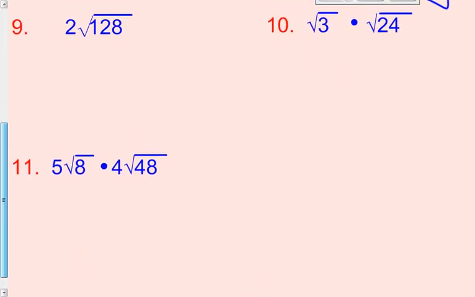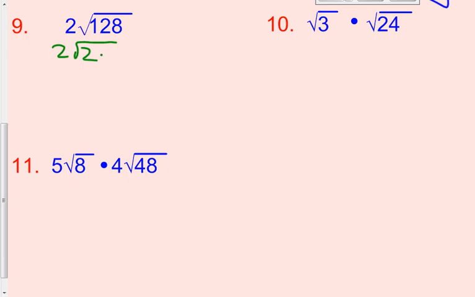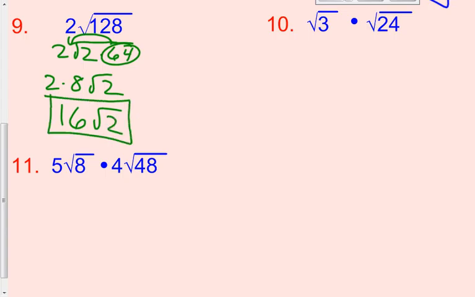All right, number 9. What is the highest squared number that goes into 128? Hopefully you think that it is 2 multiplied by 64. 2 times 64 is 128. So this 64 I can take outside the radical because I know what the square root is. It is 8. So now it's 2 times 8 square root 2. And 2 times 8 is 16. So I have 16 multiplied by the square root of 2. That is my answer for number 9.